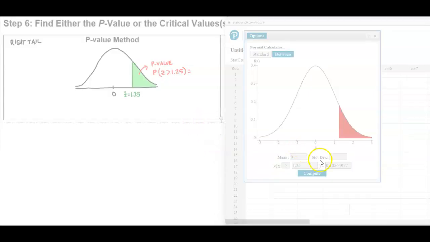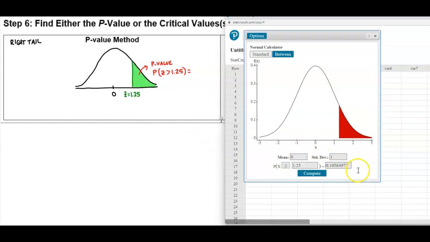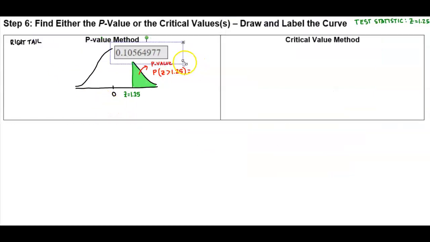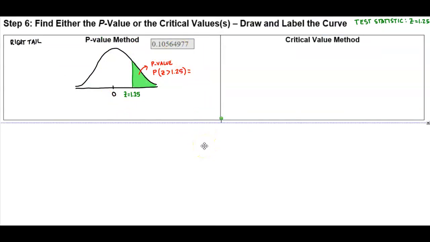Now let's go ahead and copy this result. So therefore, this is going to give us a p-value of the following. So the p-value is going to equal 0.1056 if we round that to 4 decimal places. So therefore, we're going to say that the p-value here is going to equal 0.1056.